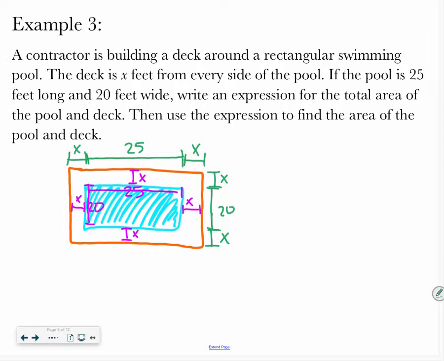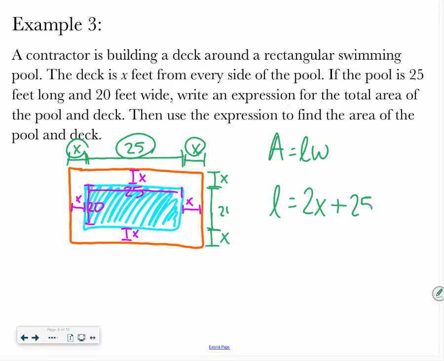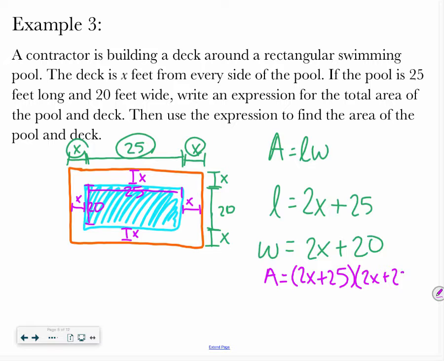So if I want to find the area, I know that I need to multiply the length times the width because it's a rectangle. Okay, so what is my length? Here, my length is represented by 2 x's plus 25 feet. My width, I have 2 x's plus my 20 feet. So my expression is going to be A equals 2x plus 25 times 2x plus 20.